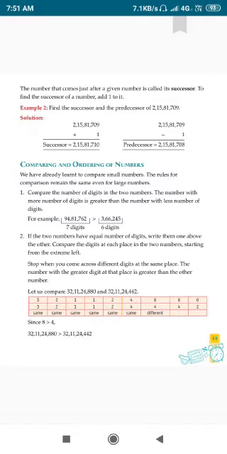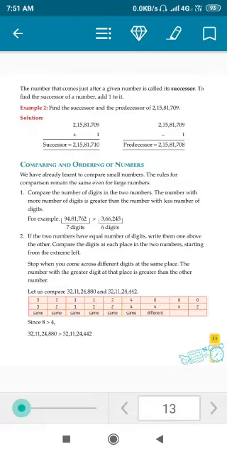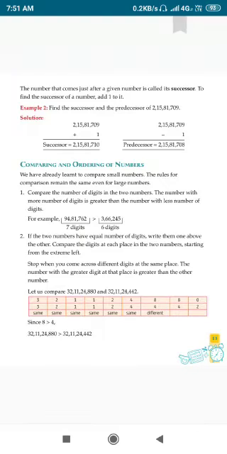Here, compare the number of digits in two numbers. The number with more digits is greater than the number with fewer digits. Here are some examples. 94 lakh 81,762 has 7 digits, while 3 lakh 66,245 has 6 digits. So a 7-digit number is greater than a 6-digit number.